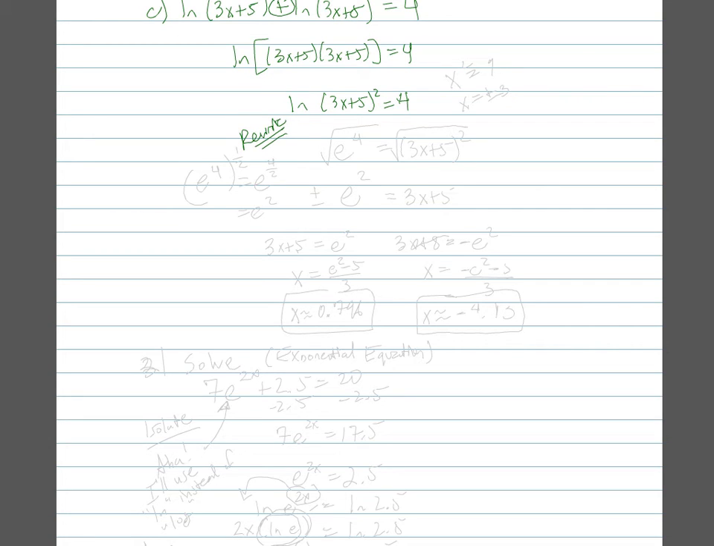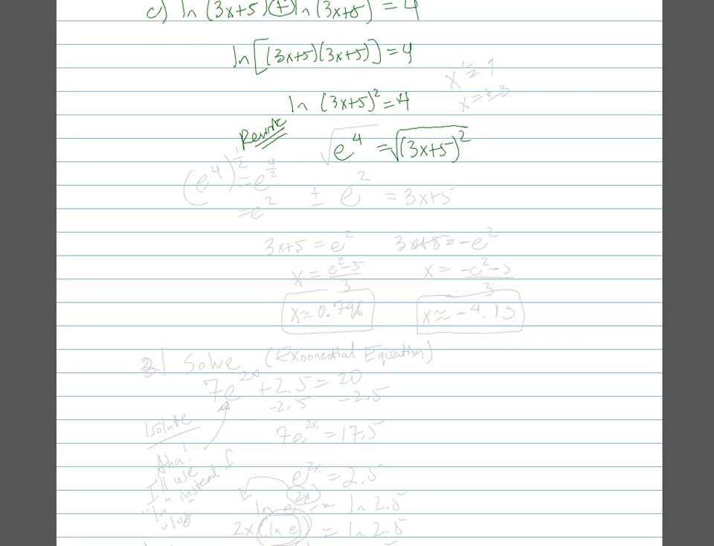Okay, that means now that we got everything isolated, we're going to rewrite it. We're going to take our base. And guys, it's not 10 for ln. What is your base again? It is base e. So e to the what power? To the 4th, right? A log is an exponent. So e to the 4th equals 3x plus 5 squared.